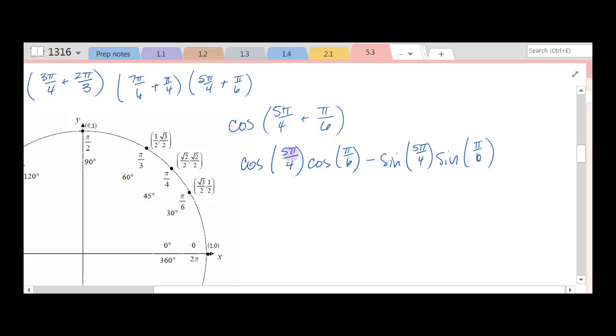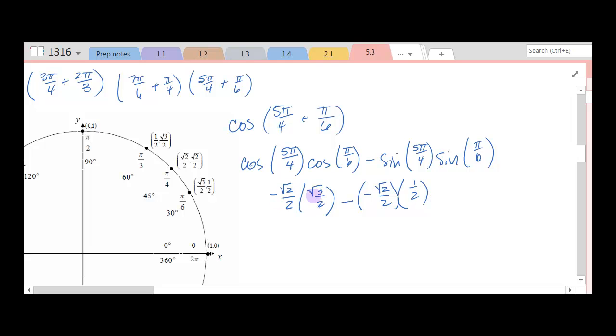Now, the cosine of 5 pi over 4, this is in the third quadrant, and therefore the cosine of this would be negative square root of 2 over 2. And then pi over 6 is in the first quadrant, so its cosine is the square root of 3 over 2. So minus, again, 5 pi over 4 is in the third quadrant, so this sine is negative square root of 2 over 2, and the sine of pi over 6 is just 1/2.